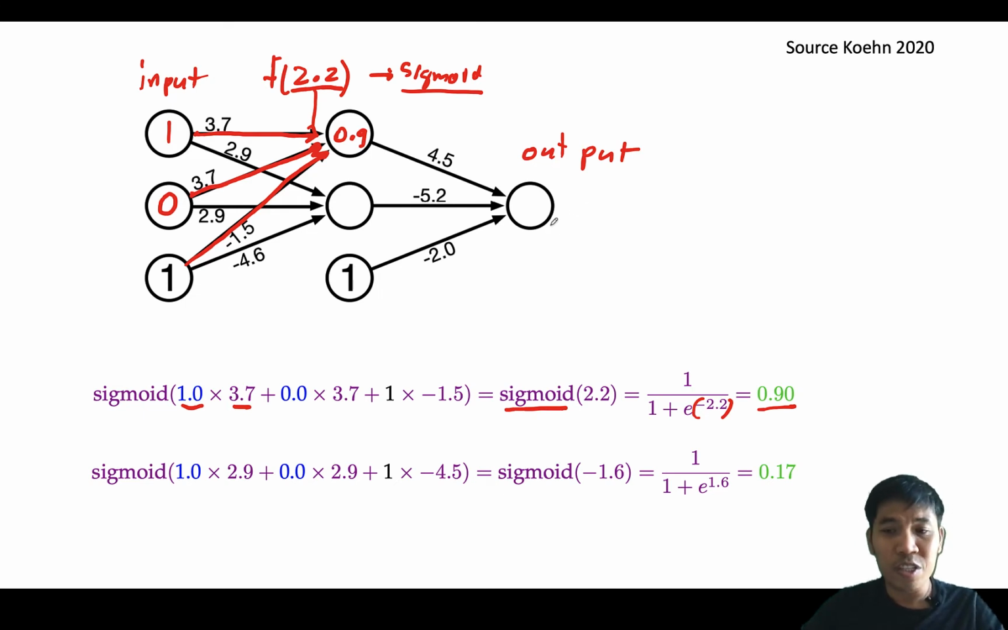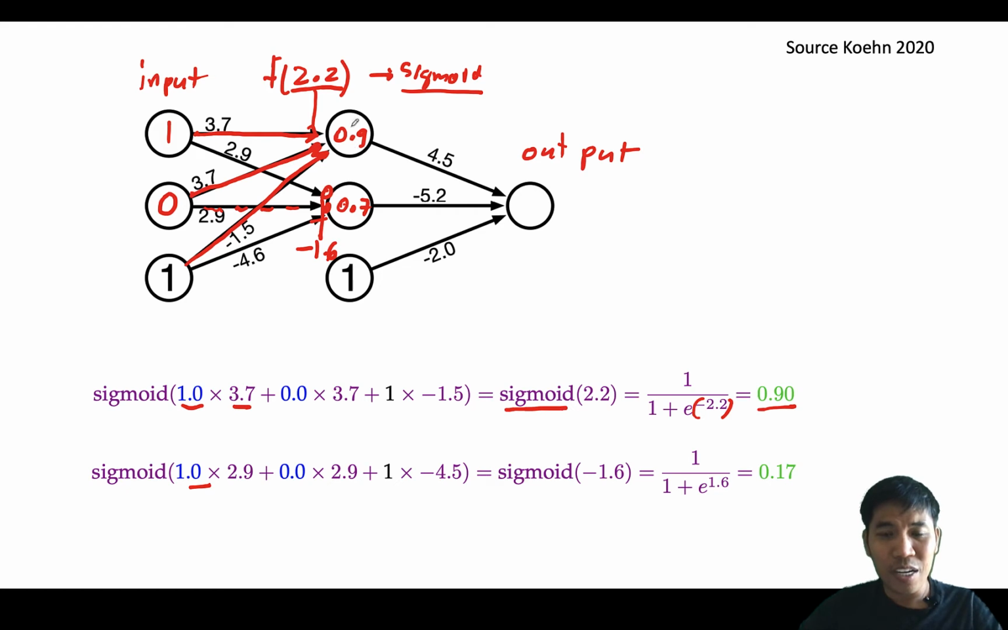Okay, that's correct. So we just change this one into 0.9, and for the other one here we do the same. Sorry, I've changed the number. We use 2.9 multiplied with 1 here, 0 here, 2.9, and the last one is minus 1.5. We sum it up and put it into the sigmoid function, and this one equals 0.17. So that means what we send into the inner layer of the neural network is 0.9, 0.7 and 1.